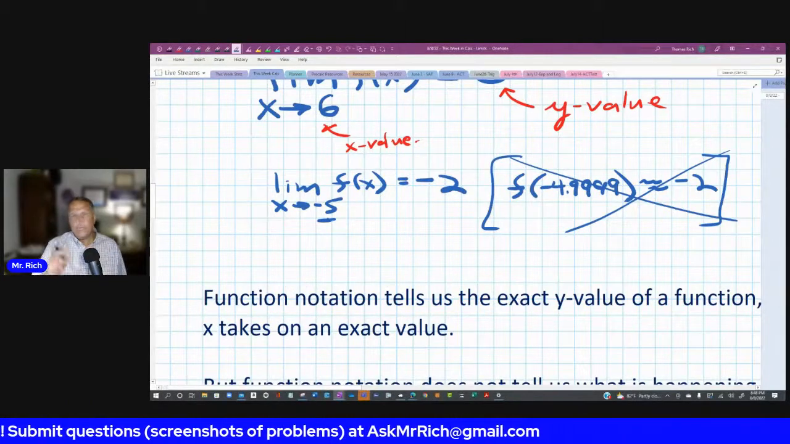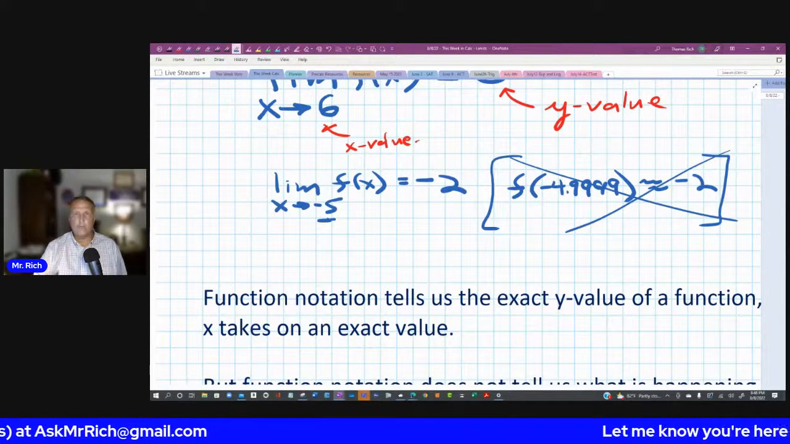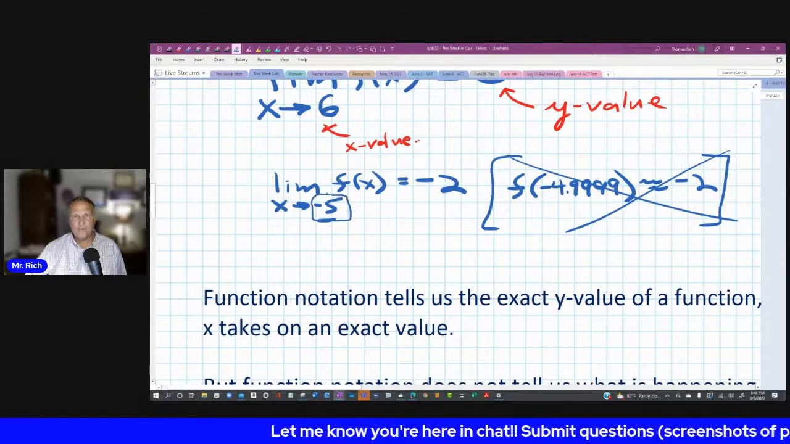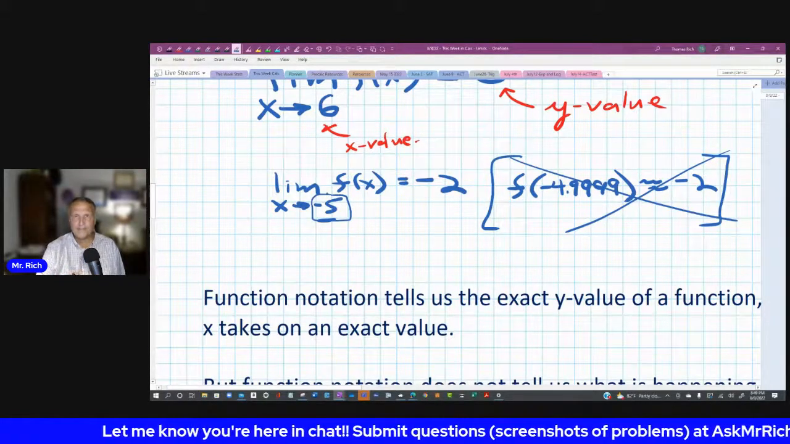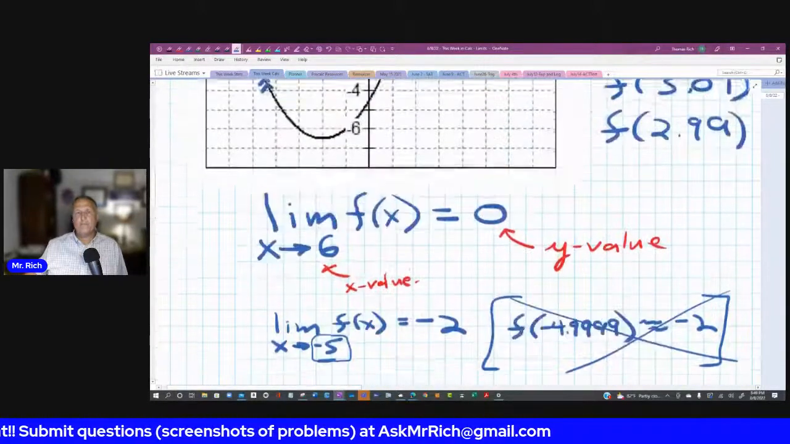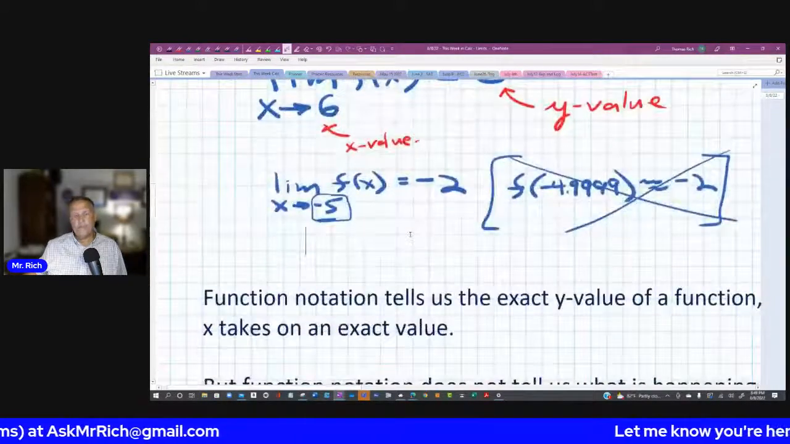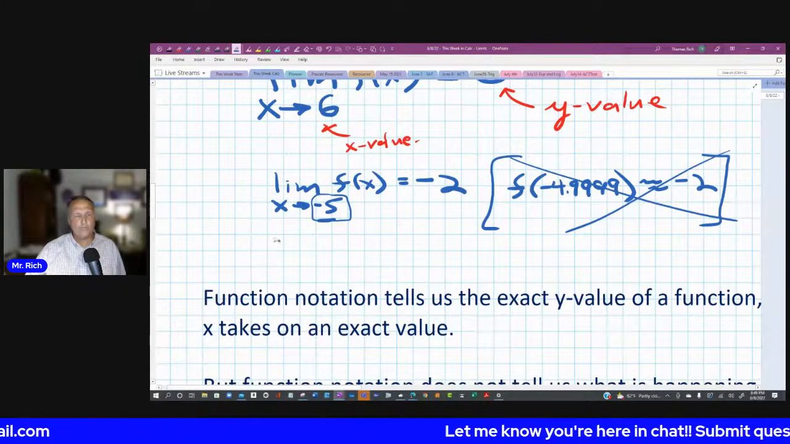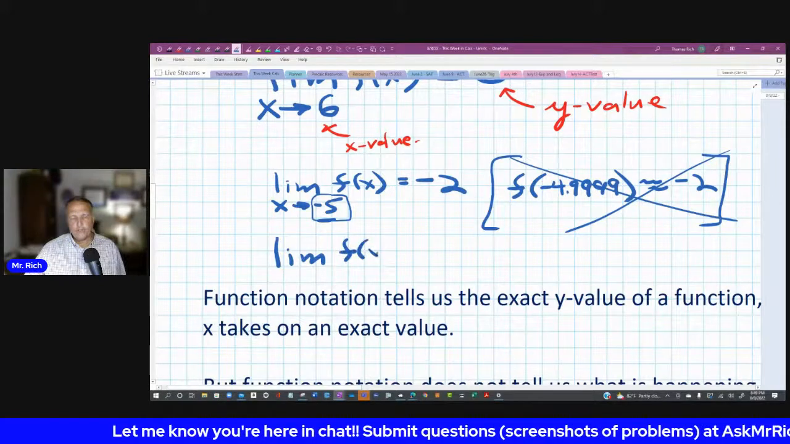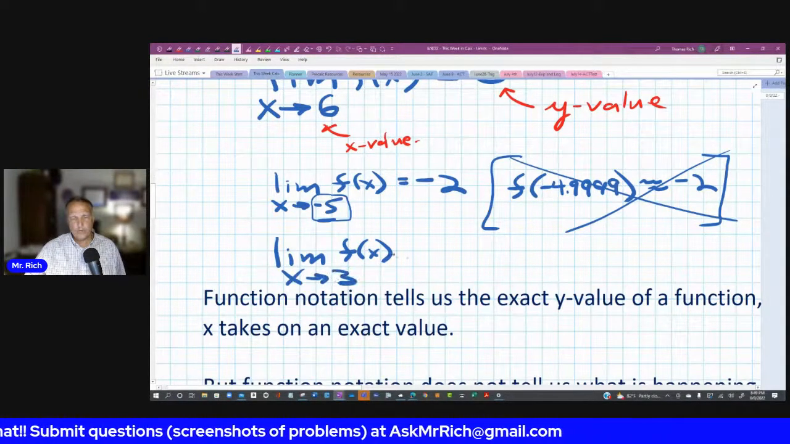Now, keep in mind, limit notation is not telling me what the y value is when the x value takes on this value. We're talking about as we get close to that x value. And here's, I think, what will drive that point home. Let's talk about, for this particular function, what is the limit as x approaches 3? What's the limit of my function f of x as x approaches 3?